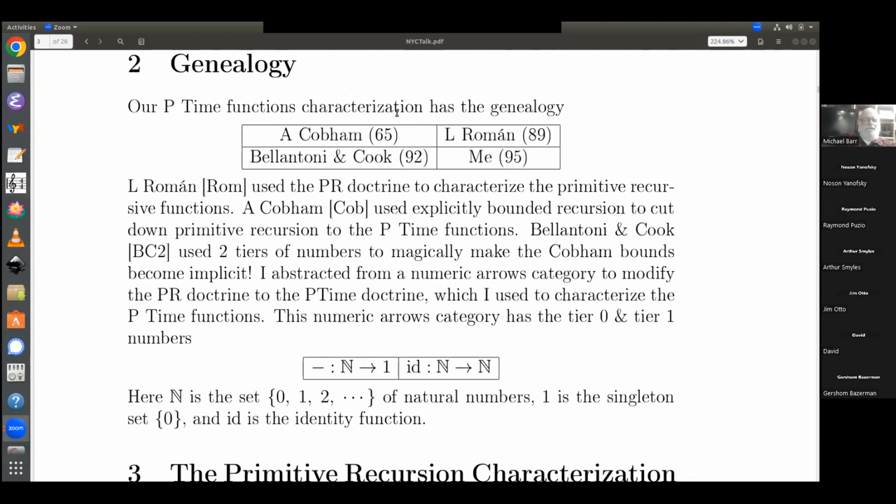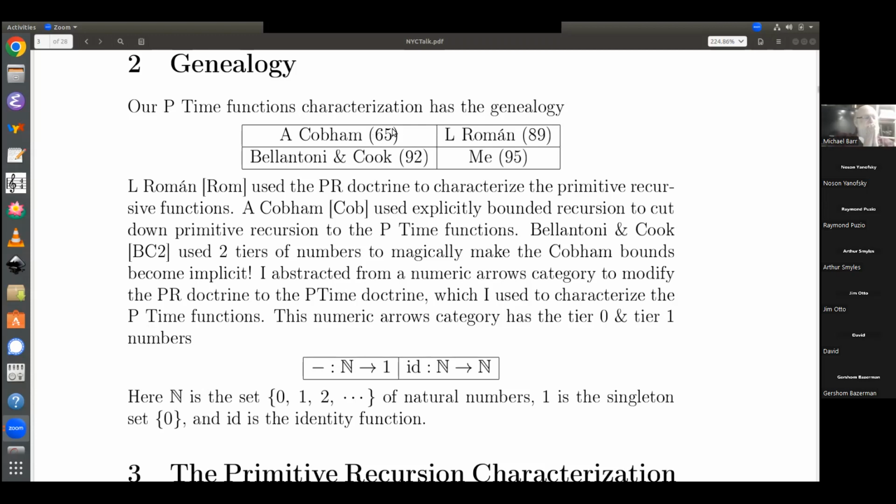So the genealogy has a category track and a non-category track. In the non-category track, back in 1965, Cobham put explicit bounds on primitive recursion and used base 2 numbers in order to cut down primitive recursion to the PTime functions. That was kind of neat, except it was annoying to have explicit polynomial bounds on your recursion. Bellantoni-Cook rather magically got rid of those explicit bounds, so what Daniel Leivant would say is that they became implicit.